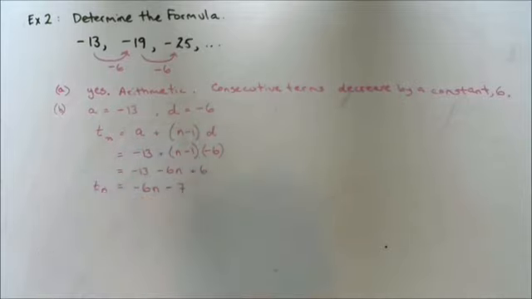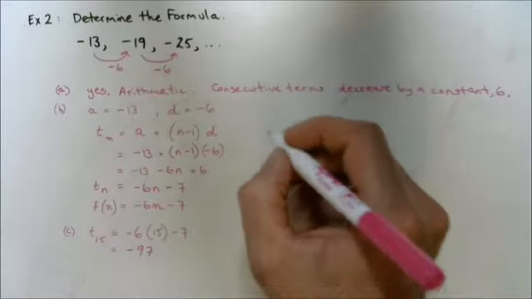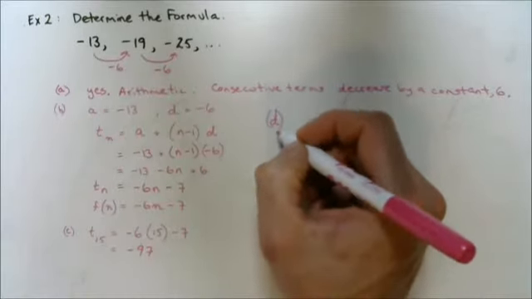Or we could use function notation. We could say f with respect to n is equal to -6n minus 7. C, write the value of the 15th term. We'll do one more going down. So the value of the 15th term looks like this, right? The 15th term. Take my formula, sub in 15. -6 times 15 is -90, minus 7, -97.